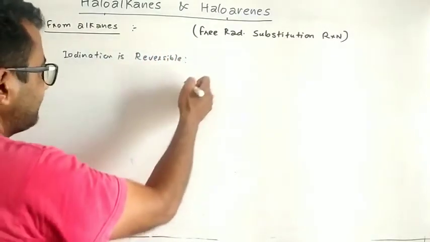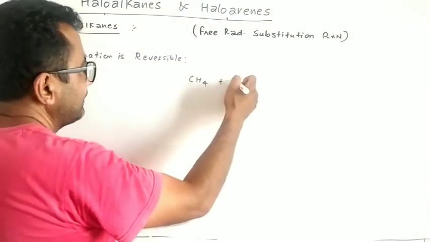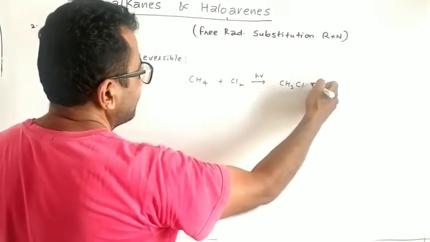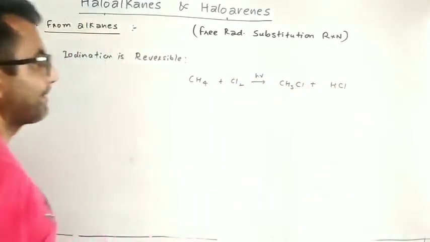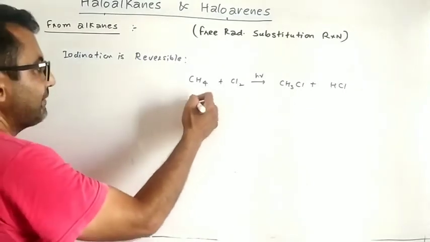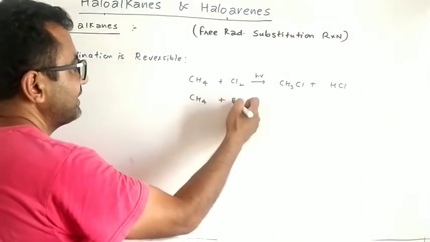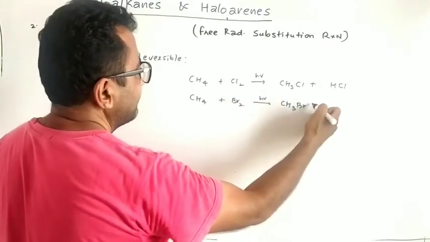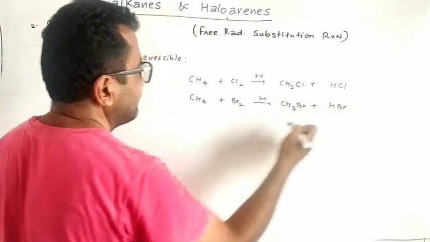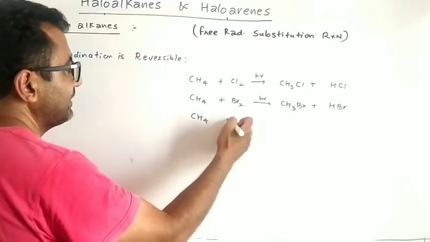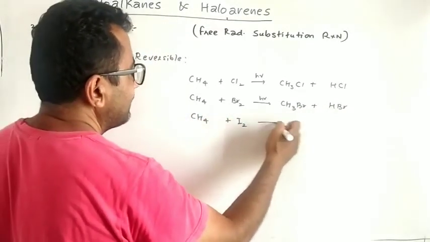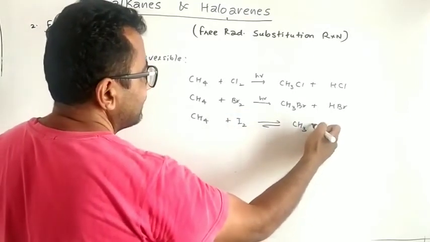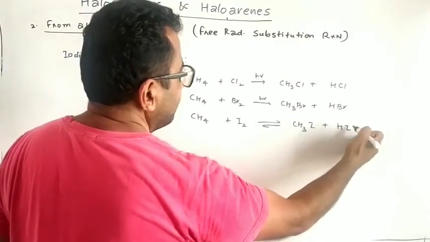Like for example, if we have a methane and we are adding a chlorine, it will give you methyl chloride plus HCl. If you have a methane and you are adding Br2, you will get methyl bromide. If you have a methane now and you are adding I2, now this reaction is in equilibrium. So I will explain why it is in equilibrium.